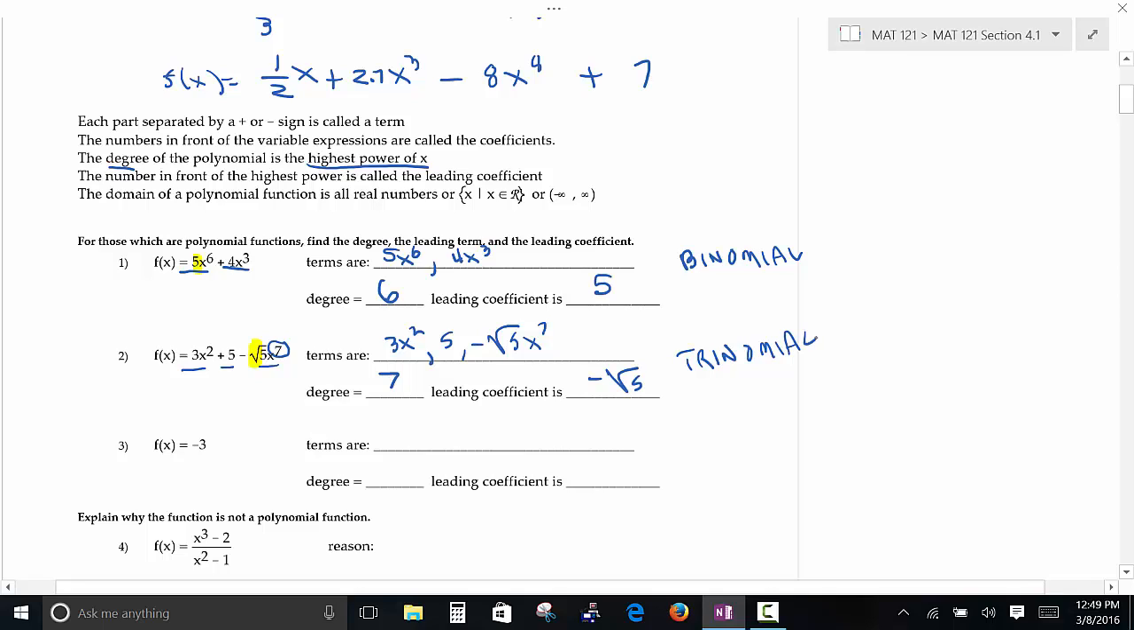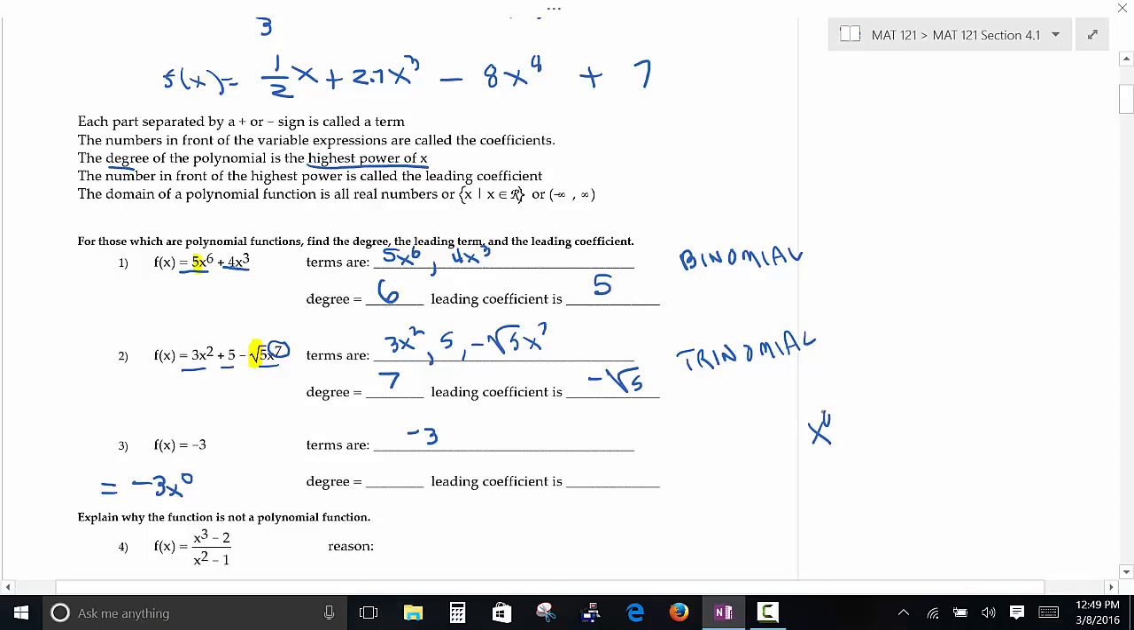All right, the next one is a polynomial also. This one you have to pay attention to one thing. The term is just negative 3. Now the degree, I want you to think about this. You really technically have a power of x. Do you know what that power would be? 0. Good. So you might write down that this is the same thing as negative 3x to the 0.